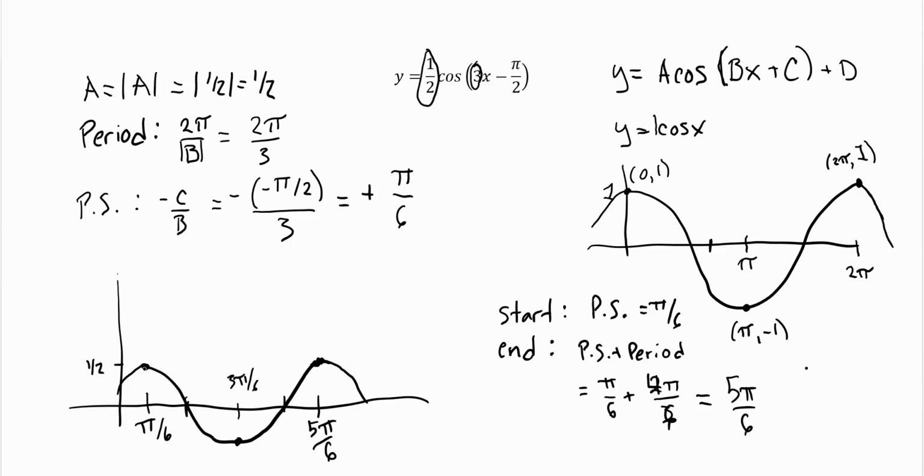Okay, if you wanted to put the coordinates of these points, this one would be pi over 6 in the x direction, comma 1/2 in the y direction. This point down here would be at 3 pi over 6, or you could also say pi over 2, comma negative 1/2, and it goes down to negative 1/2, and then comes back up to its maximum again right here at 5 pi over 6. And that would be positive 1/2. Okay, so that's how you do that problem. y equals 1/2 cosine of 3x minus pi over 2.